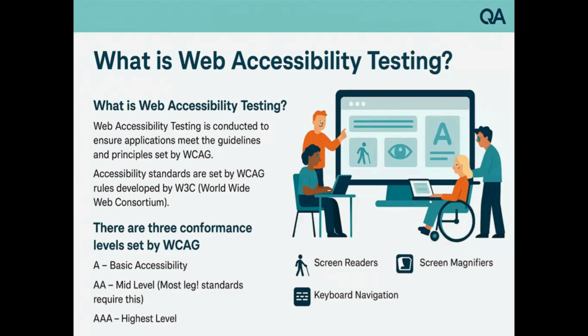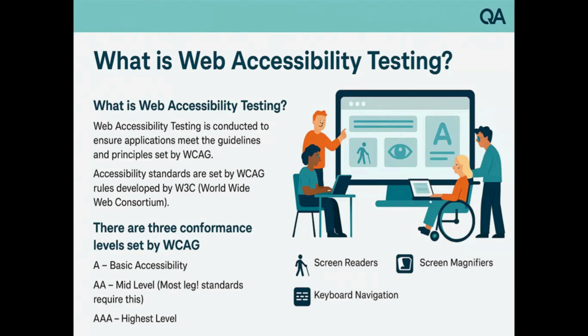So first, let's understand what web accessibility testing is. Accessibility means if you take a web application, it should ensure inclusivity, meaning it should have the features and content which will make all users comfortable, even those who rely on assistive technologies like screen readers, screen magnifiers, or keyboard navigation. This means all users, even people with disabilities, should be able to access the web page easily.